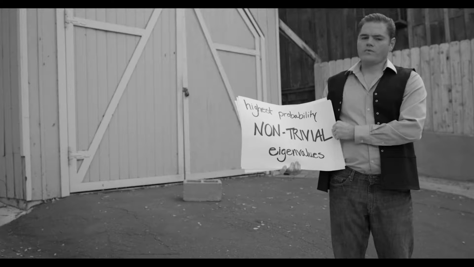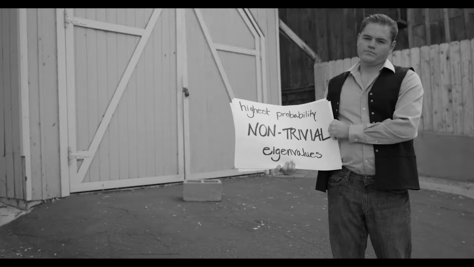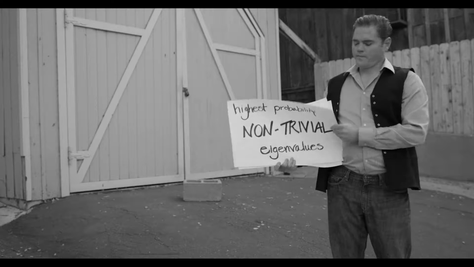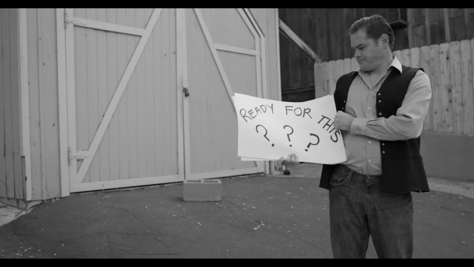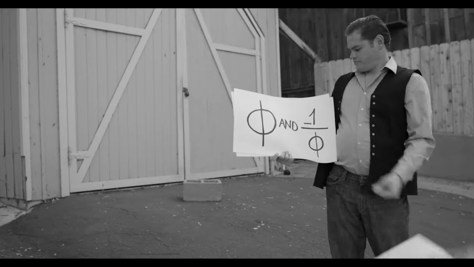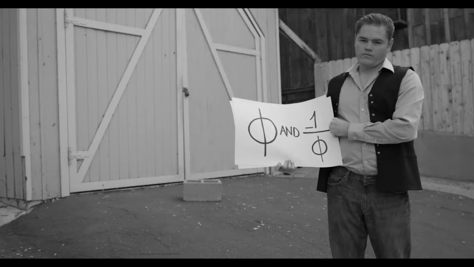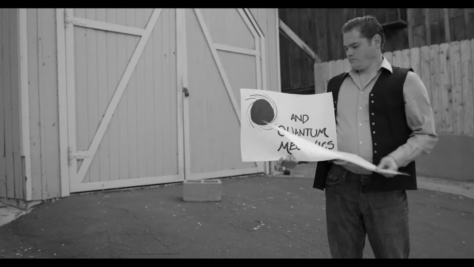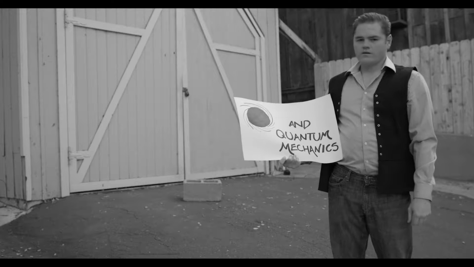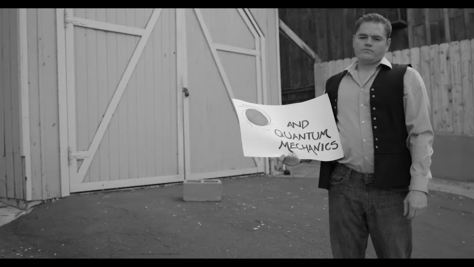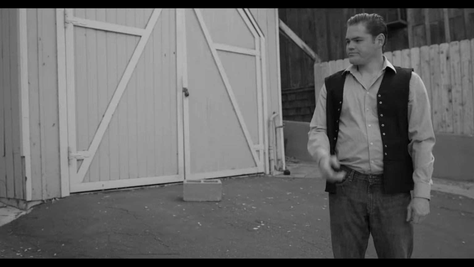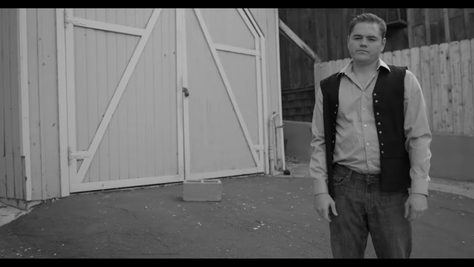The highest probability non-trivial eigenvalues that show up in binary matrices are, ready for this, the golden ratio and -1 over the golden ratio. So we now see a deep link between black holes and quantum mechanics because the golden ratio appears deeply in both black hole physics and in quantum mechanics.